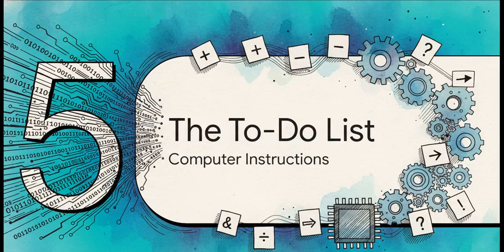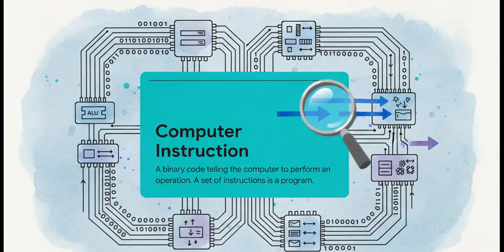All right, so we have this incredibly fast and powerful ALU. But how does it know whether to add or subtract or mask or do any of the dozens of other things it can do? Well, it needs a to-do list. That to-do list is a program, which is just a set of computer instructions. And an instruction is simply a binary code telling the ALU what to do.